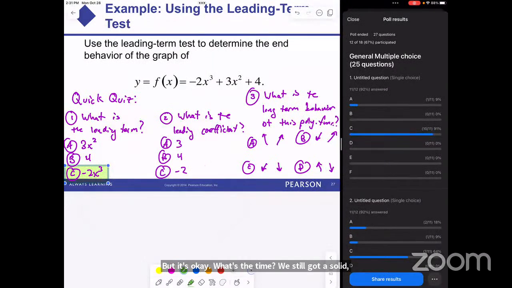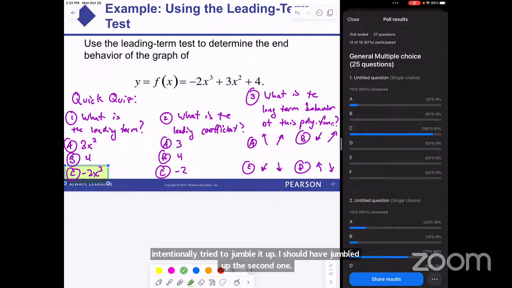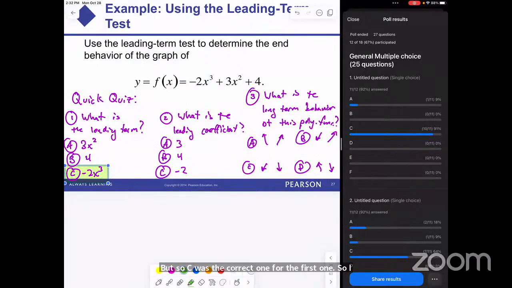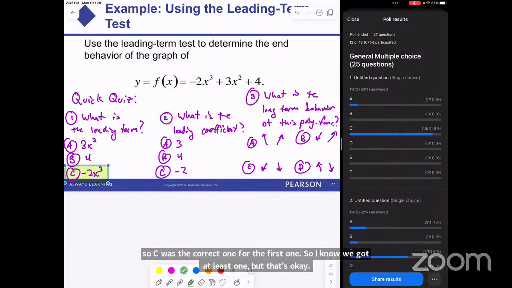So the leading coefficient is determined by the highest degree. The highest degree in this case is 3. I intentionally tried to jumble it up. I should have jumbled up the second one. So C was the correct one for the first one. I know we got at least one, but that's okay. This is why we're doing this, right? We just need to kind of get that.